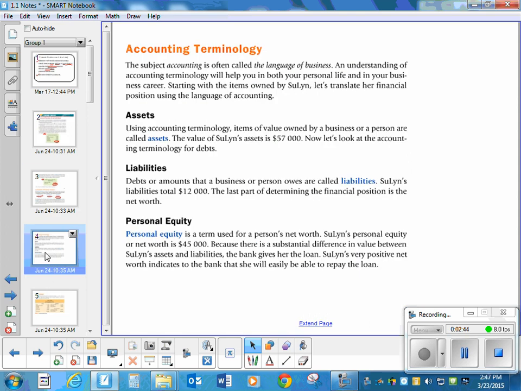Okay, so I kind of used these words already, but assets are anything that somebody owns. And in Su Lin's case, $57,000. Liabilities are anything that somebody owes. And in her case, it's $12,000. Her personal equity is when you take your assets minus your liabilities, which gives you the $45,000.